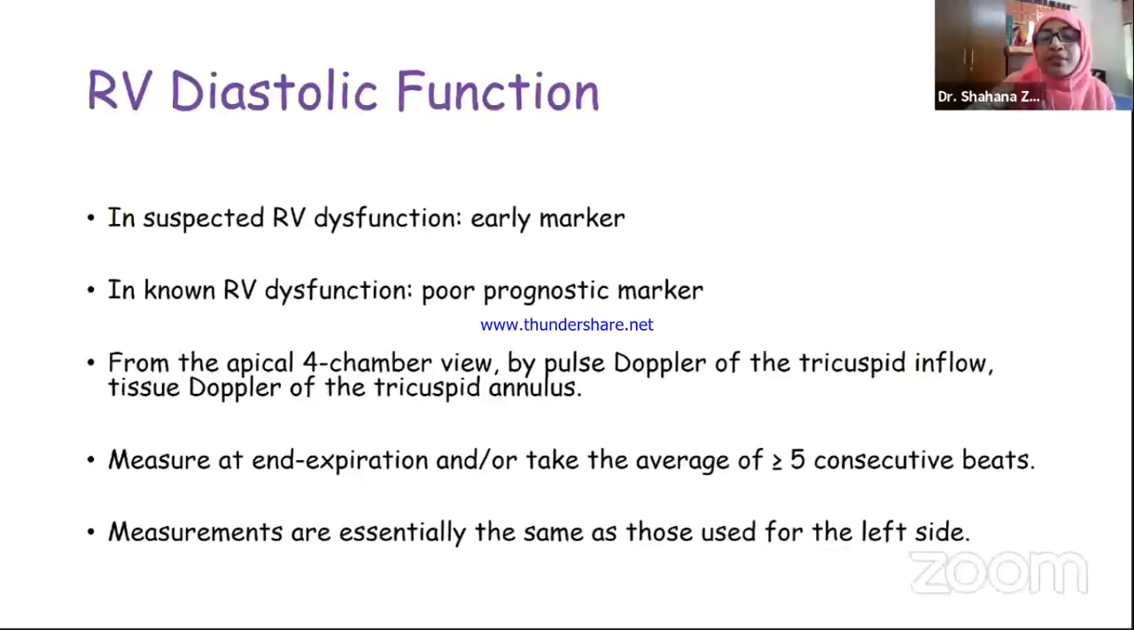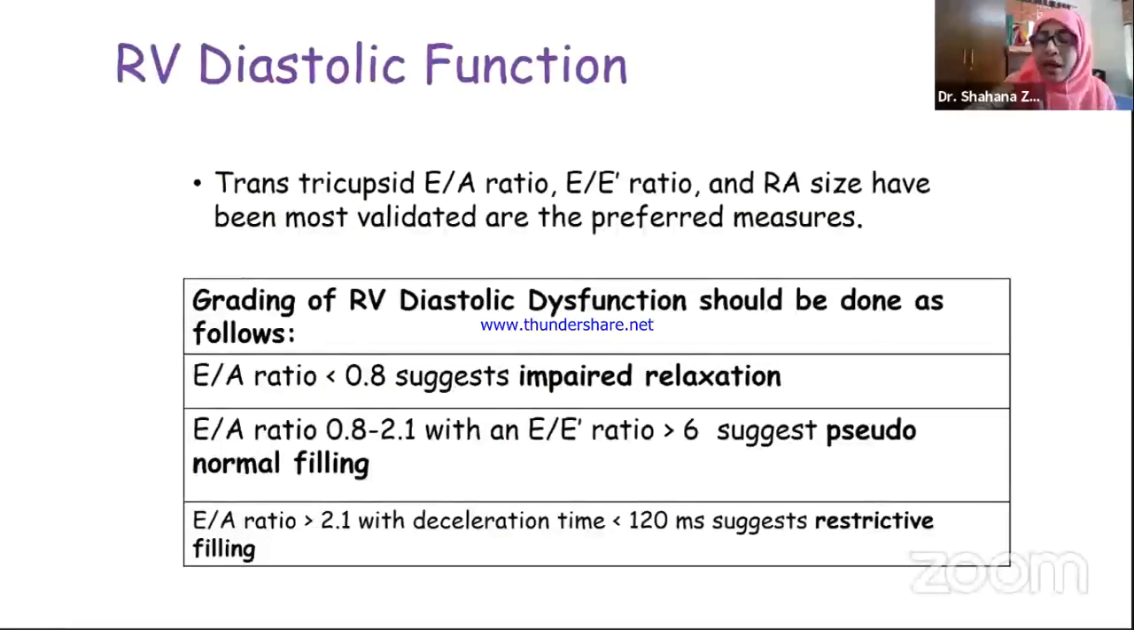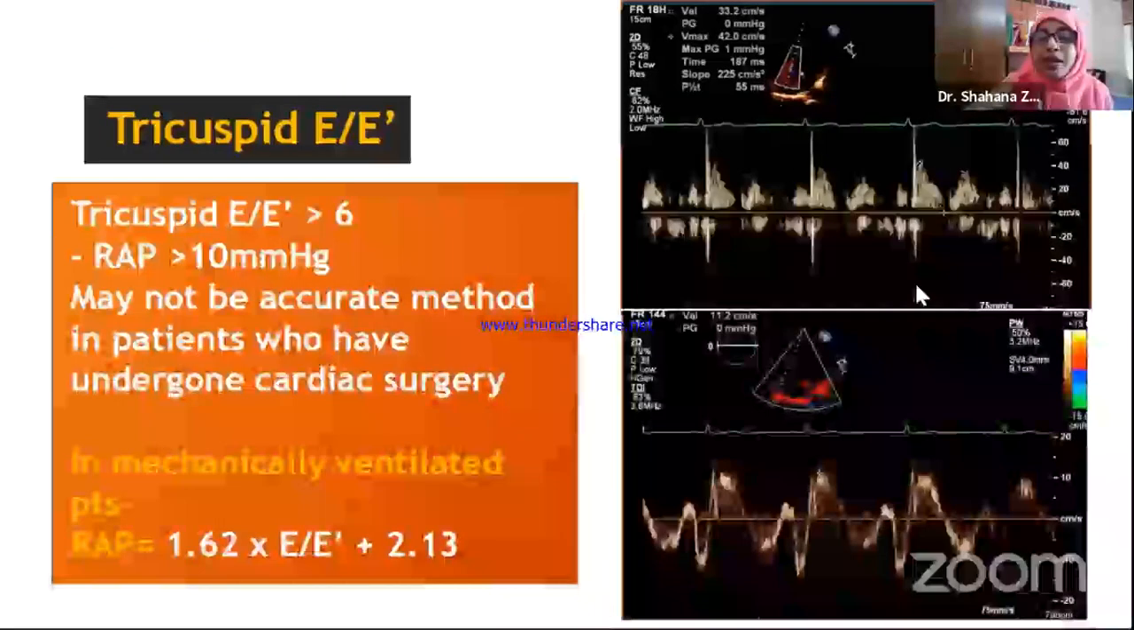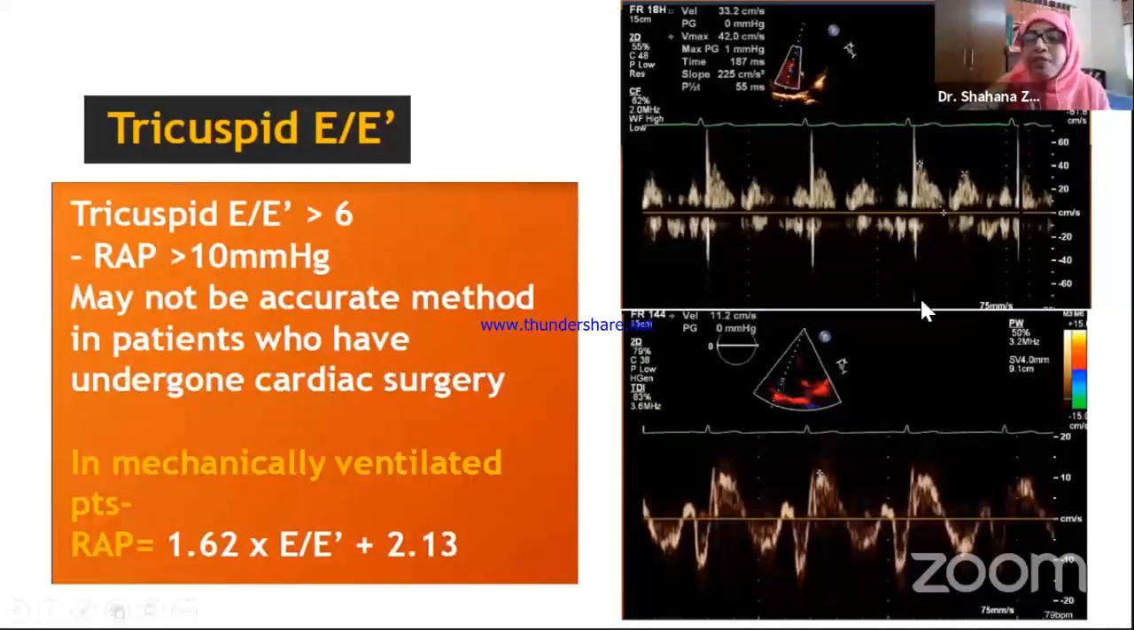RV diastolic function. If we suspect RV dysfunction, RV diastolic function is the early marker. But if a patient has established RV dysfunction, then it indicates a poor prognosis. It is assessed from the apical four-chamber view by pulse wave Doppler of the tricuspid inflow and tissue Doppler of the tricuspid annulus. It is just like LV diastolic function. Here we take the tricuspid valve, first pulse wave Doppler to get the E/A ratio, then TDI at the lateral tricuspid annulus, where we measure E prime and A prime.